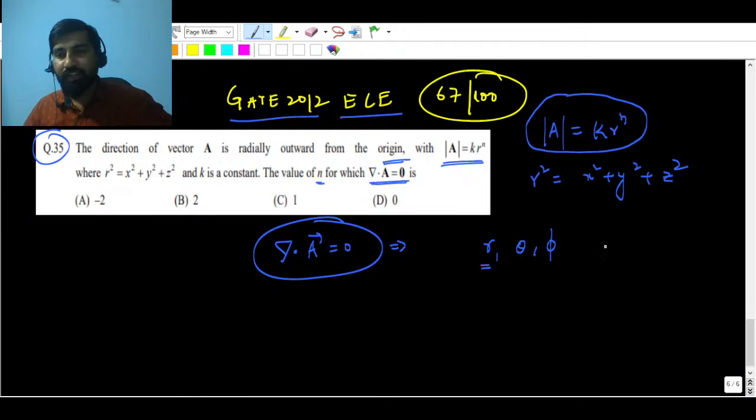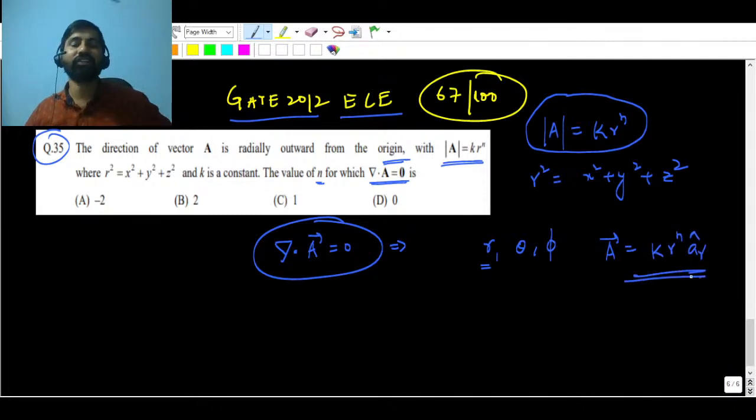If I write the A vector, it is given like this: A is k R to the power n, R cap. This is what they have given. If you take the magnitude of this, mod of R cap is going to be 1, that is the unit vector. So many people go for the Cartesian coordinate system, because they have given here r square equal to x square plus y square plus z square, and that solution consumes a lot of time.